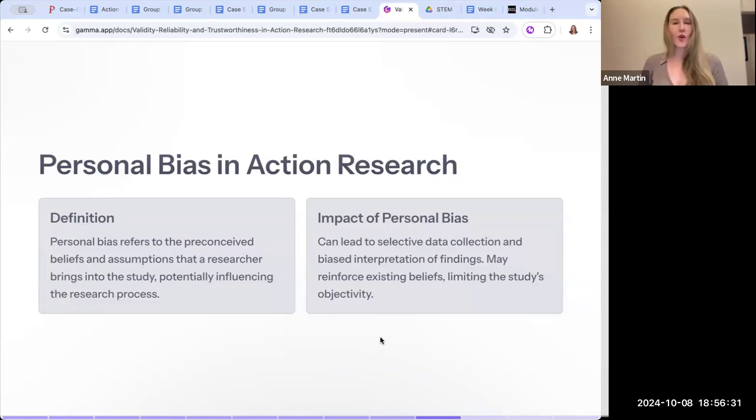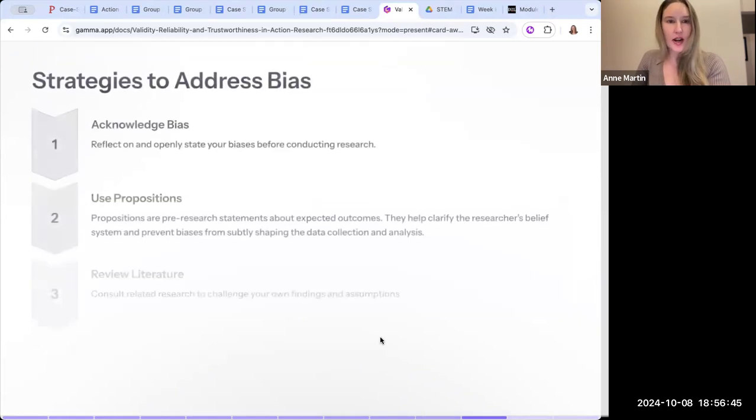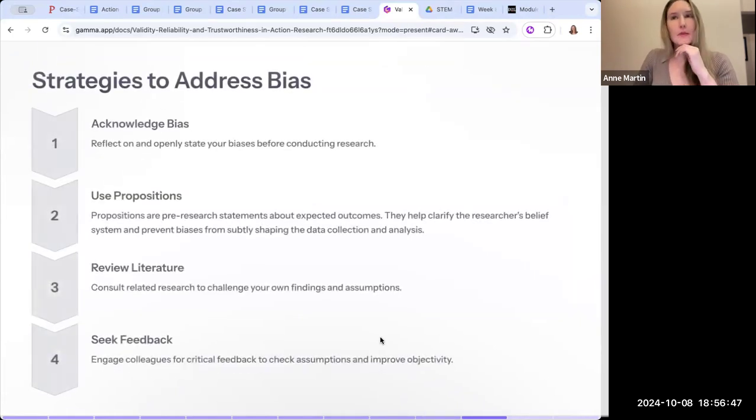Now, action research is never going to be completely objective. I really don't think any research is, but it's not going to be objective because, again, it is situated within your context. And so the chapter does talk through a few different strategies that you can use to bolster the quality of your research and to address the impact of researcher bias.